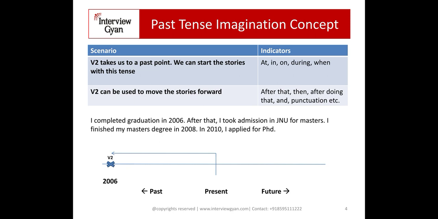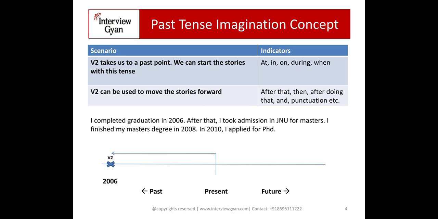Okay, now let's read the scenario 2. Scenario 2 is V2 can be used to move the stories forward. That means the moment you are at a point in the past and you want to move your story forward, how would you move it forward? You're going to use some connectors like after that, then, after doing that. You can see the indicators here. You may only say "and," or you may just have a punctuation like a comma or a full stop and the story could move forward. So the moment story moves forward, you can again use second form.